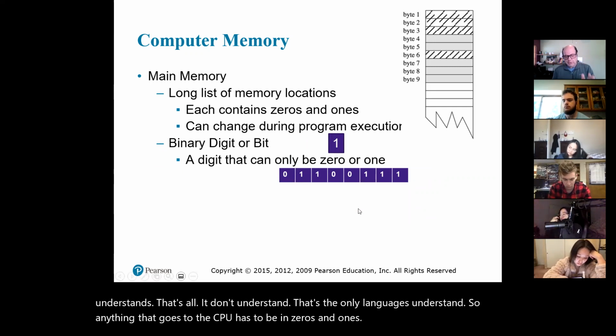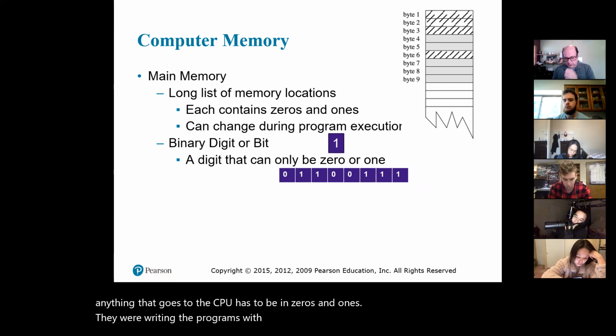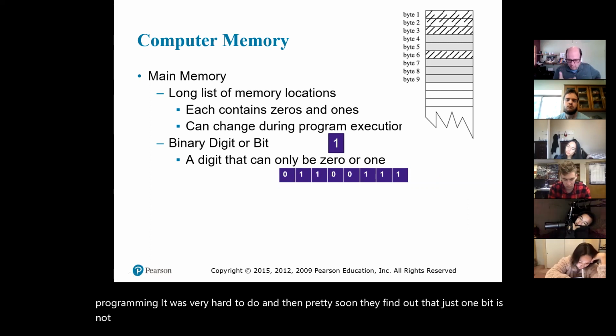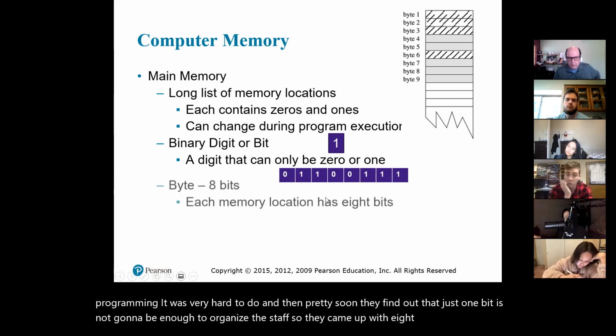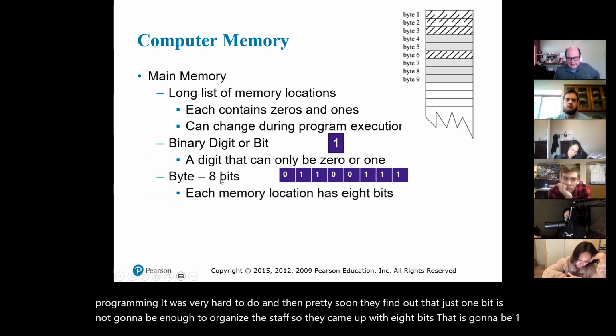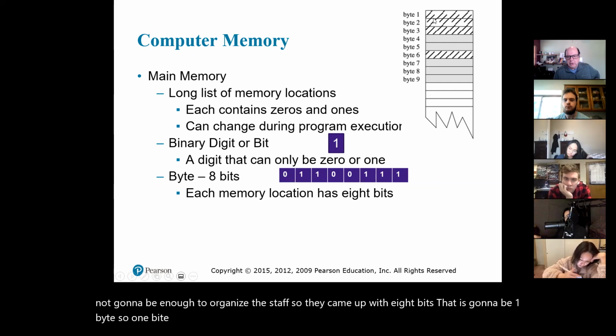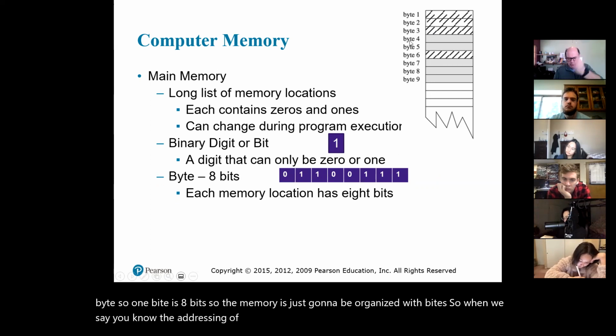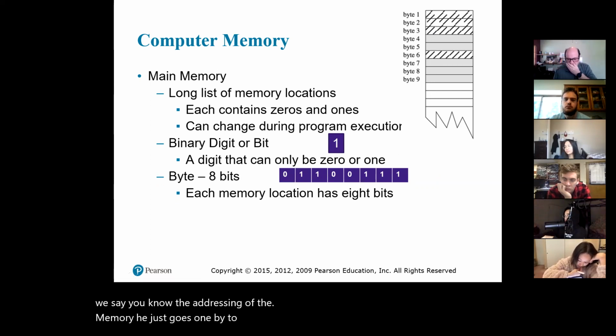They were writing programs with zeros and ones early on in programming. It was very, very hard to do. And then pretty soon they found out that just one bit is not going to be enough to organize things. So they came up with 8 bits. That is going to be 1 byte. So 1 byte is 8 bits. The memory is just going to be organized in bytes. So when we talk about the addressing of the memory, it just goes from the first byte to the second byte and so on and so on.